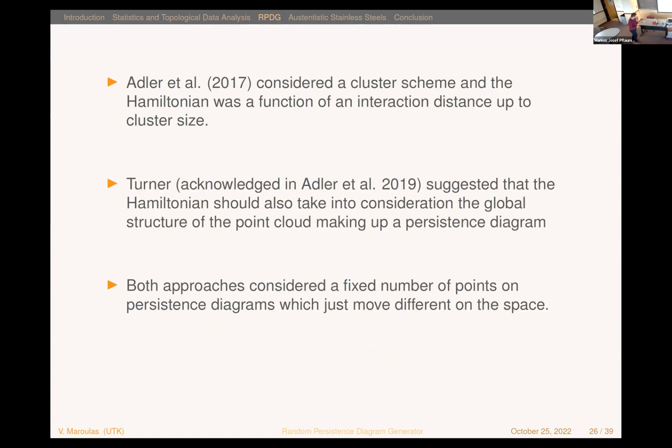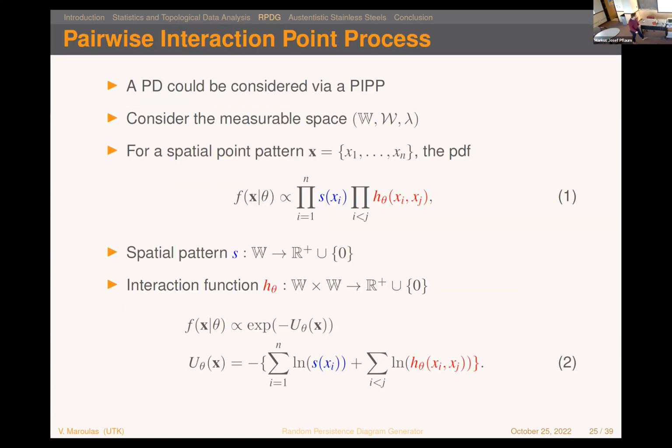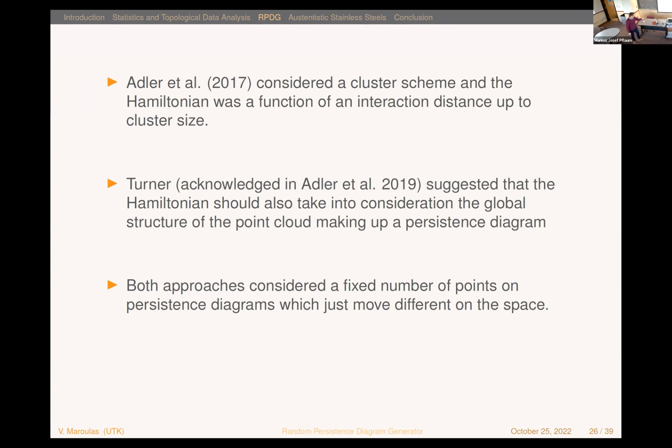Now, what Adler and his collaborators did in their work is basically they consider a cluster of points. They consider a cluster of points rather than just taking individual points themselves. They clustered them first, and then they looked at the interaction between clusters, as a matter of fact.